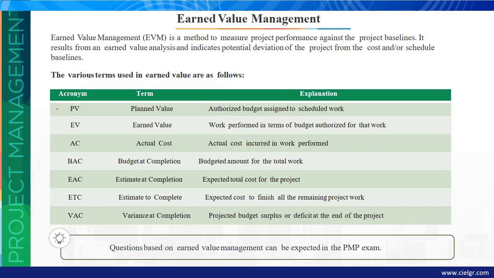We have what we refer to as the planned value, and then we have the earned value, the actual cost, the budget at completion, the estimate at completion, the estimate to complete, and then the variance at completion. All of these are quite necessary, especially if you're preparing for the PMP exam. You probably need an understanding of all of these formulas to be able to scale through your exam.